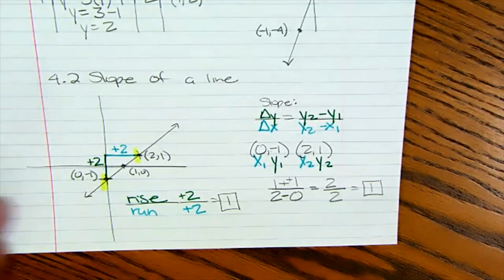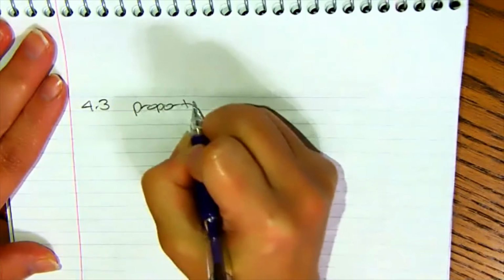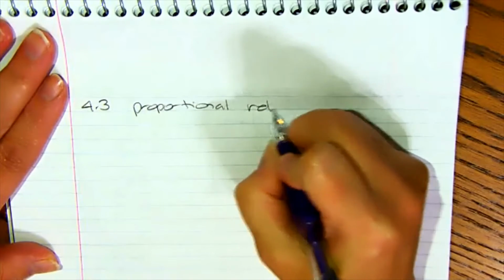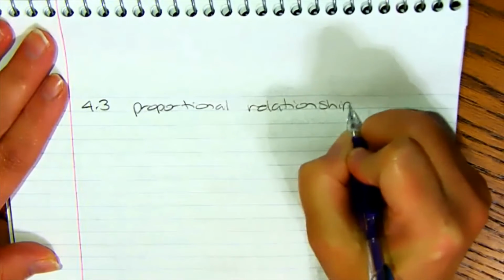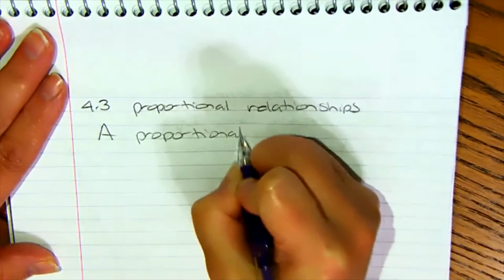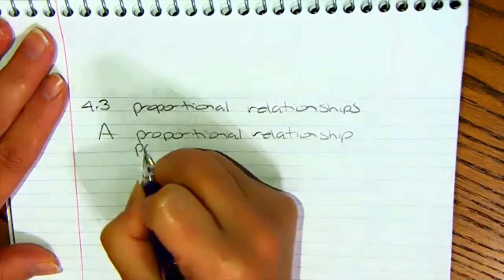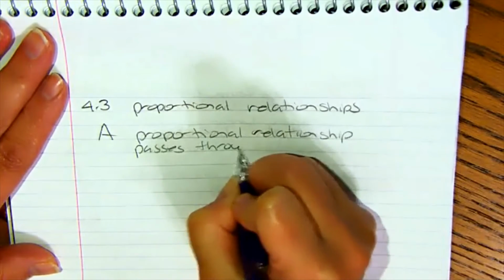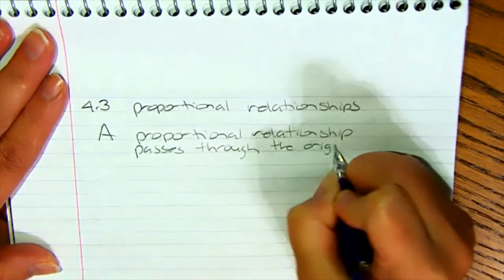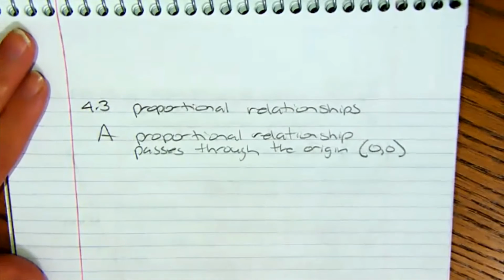Okay, we have one more to review. Proportional relationships. A proportional relationship passes through the origin.